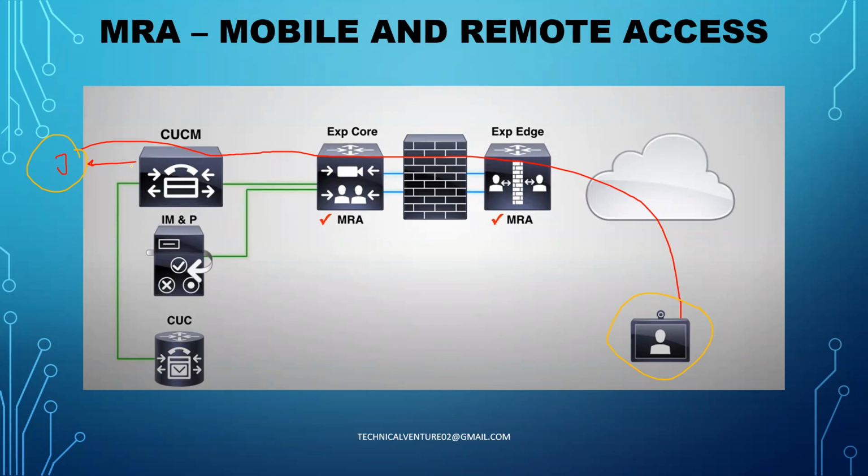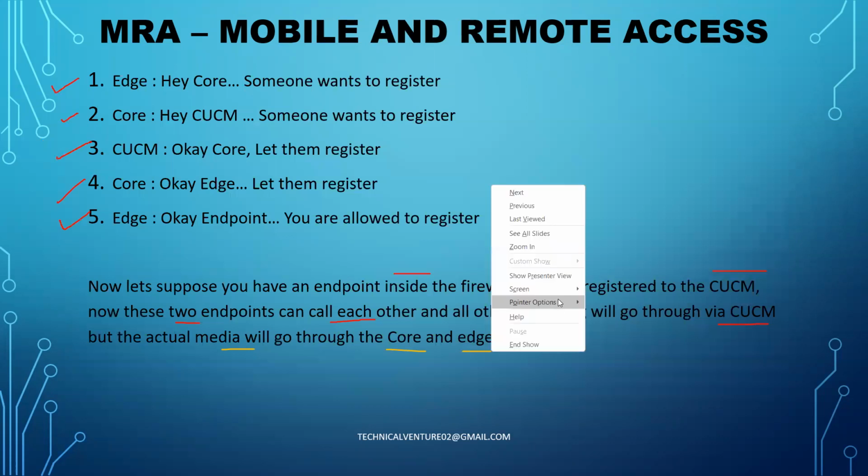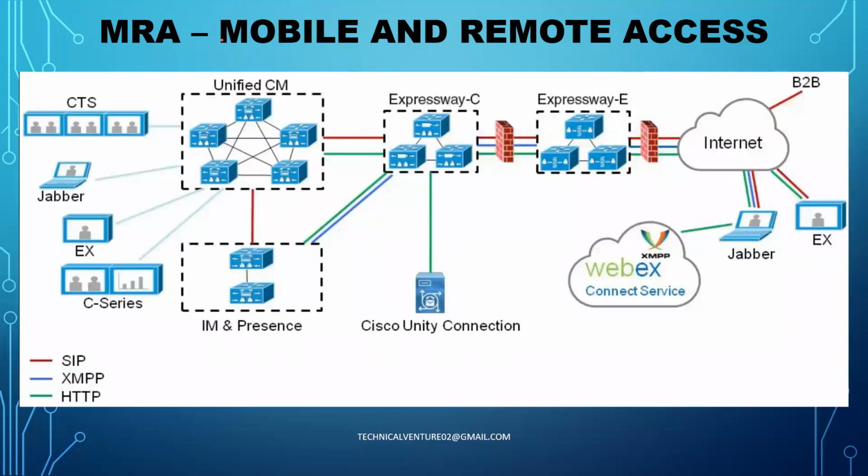So it will not go to CUCM, it will go via this path, Expressway Core, Edge, and then to this endpoint. Because without Expressway Core and Edge, media will not go. So media will go via this Expressway Core and signaling will go via this CUCM. That's why it says other signaling will go through via CUCM, but the actual media will go through the core and the edge, right? I hope this thing is clear to you. So let's move on. So now you can see it's a diagram where everything is showing connected.